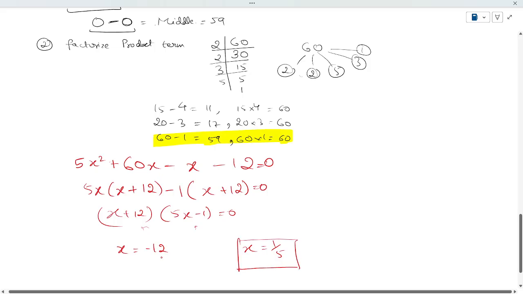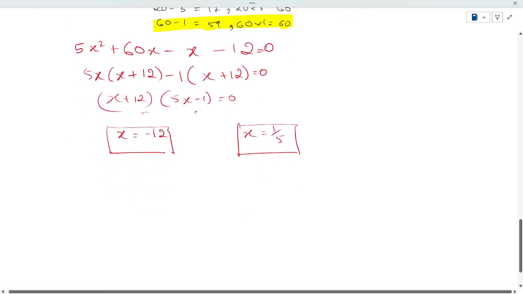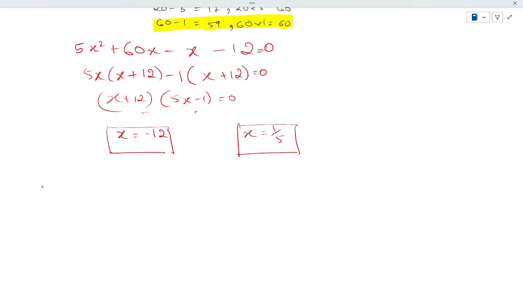These are the roots. If we put this value in our equation, it will give you 0, and that's why we call it roots, right? So this is how we can solve the equation by the factorization method.